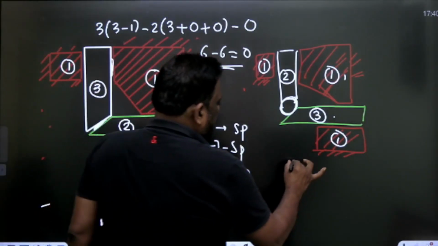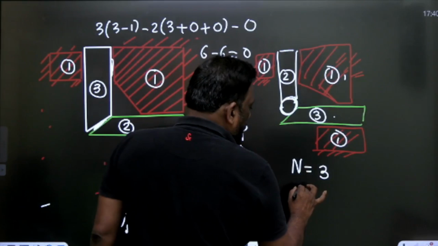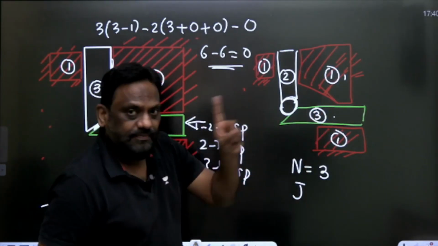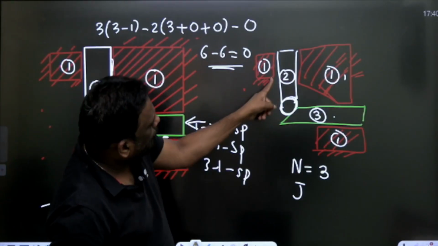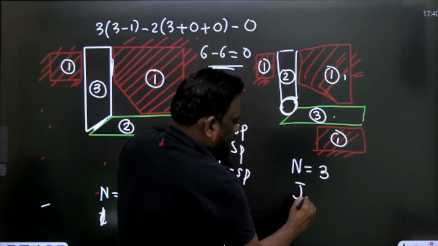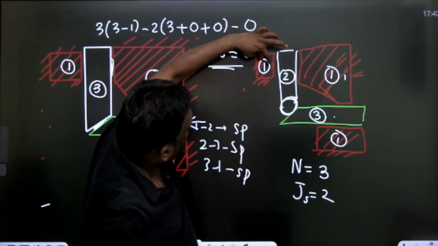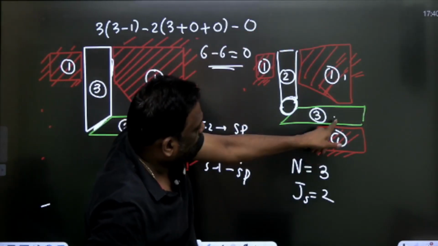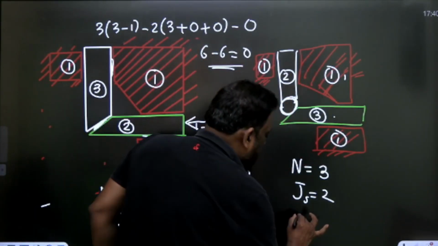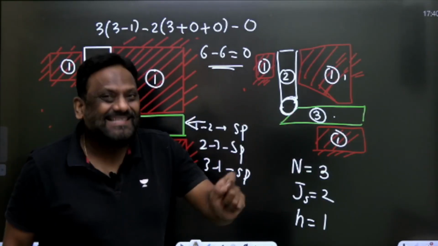Therefore, now alright, the number of links are 3: 1, 2, 3. Yes. Now how many sliding pairs are there? Between 1 and 3, there is one sliding. Between 1 and 2, there is sliding. So therefore, there are 2 sliding pairs. What about 2 and 3? 2 and 3 constitutes a higher pair. Between 2 and 3, there is a point contact. It is a higher pair.